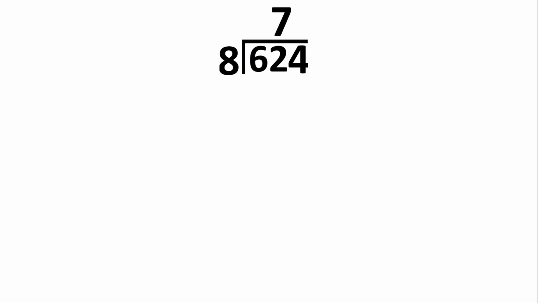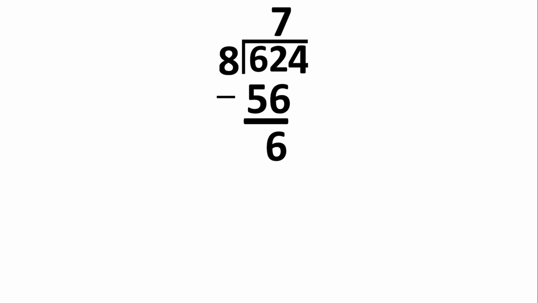Well, the answer is 7. We put the 7 on top of the 2. Why? Because we skipped the first digit. If you want, you can put a 0 on top of that, because 8 will never ever fit into 6. But it's not required. So why 7? Because 7 times 8 equals 56. If it were 8 times 8, it would equal 64, which is bigger than 62. So 62 minus 56 leaves a remainder of 6.